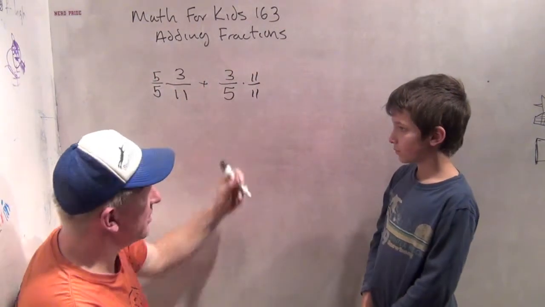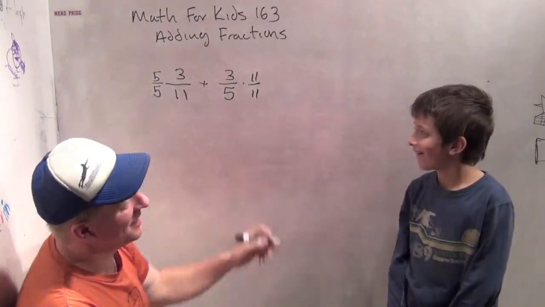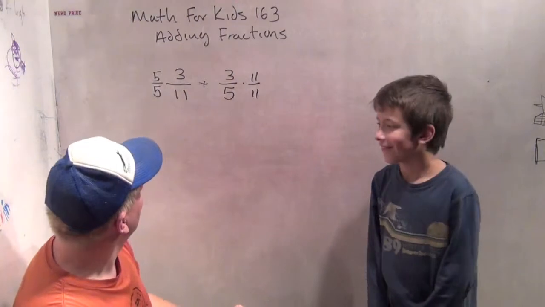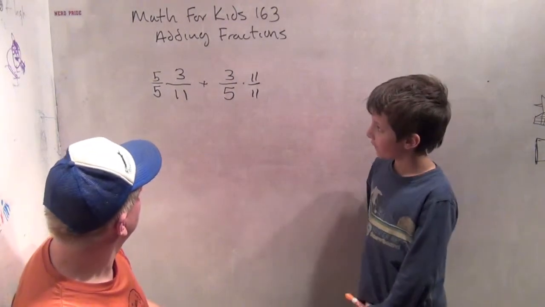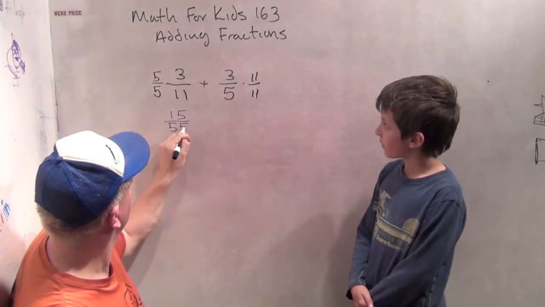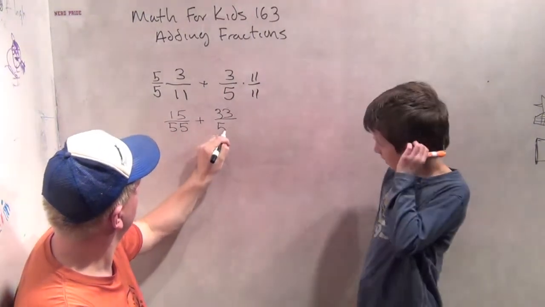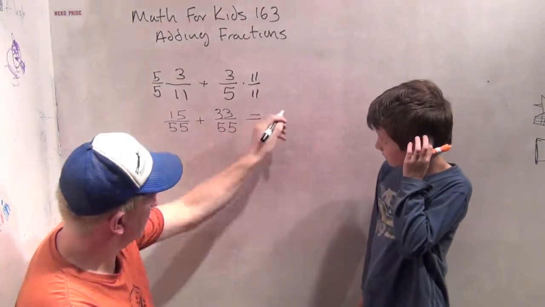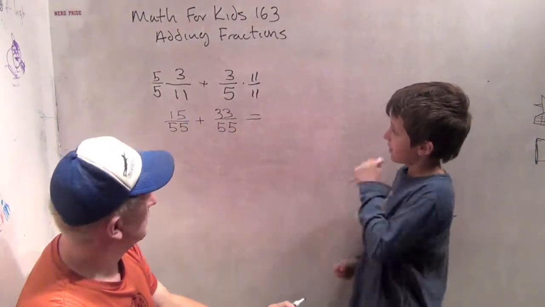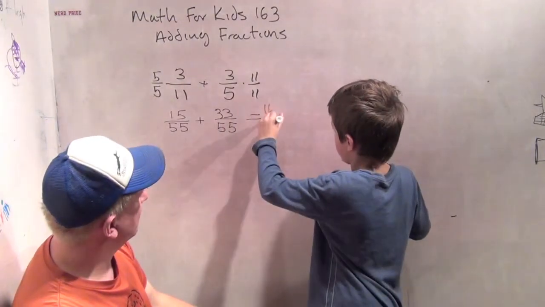Remember, now those are just hilarious forms of 1, right? Did I ever tell you the story about 11/11? Woohoo! Okay, what do I get now on this side? You get 15/55 plus 33/55. And this is just what? You can write it as 48/55.